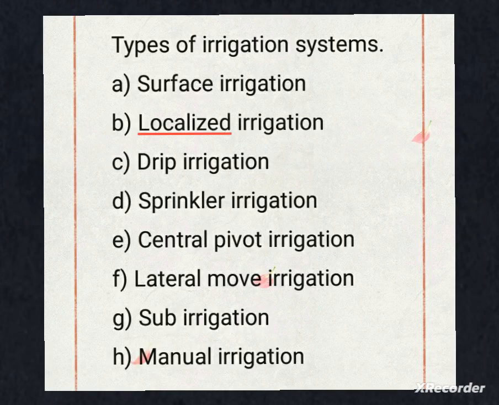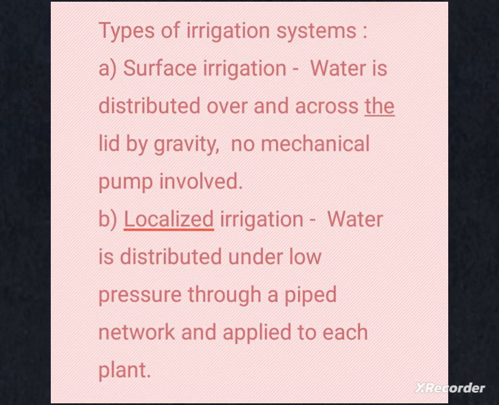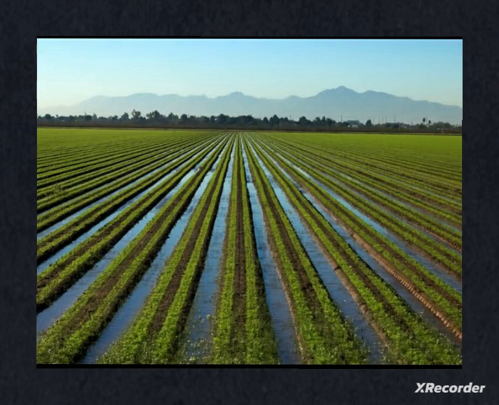Some common types of irrigation systems include surface irrigation, localized irrigation, drip irrigation, sprinkler irrigation, center pivot irrigation, lateral move irrigation, sub irrigation, manual irrigation. So now let's know about all these types of irrigations one by one. So coming to the first one, surface irrigation. Here water is distributed over and across land by gravity. No mechanical pump is involved in this.